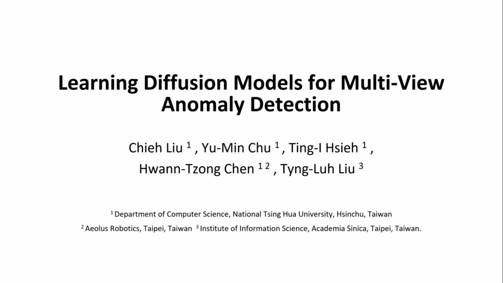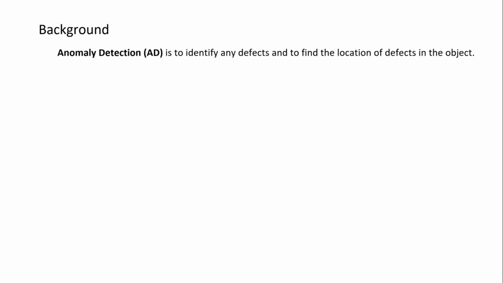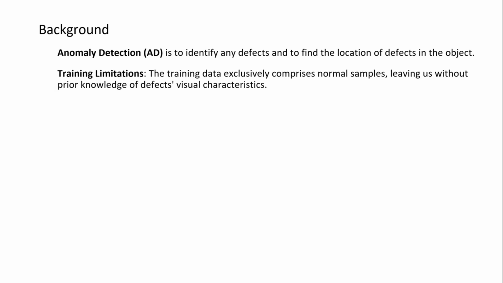In this work, we present learning diffusion models for multi-view anomaly detection, which use a diffusion model to address multi-view anomaly detection. In anomaly detection, we need to identify which object has an anomaly and find the location of the defect. All the training data consists of normal samples, and we don't know what the anomalies look like during training. So we use the common approach, the memory bank method, to solve it.